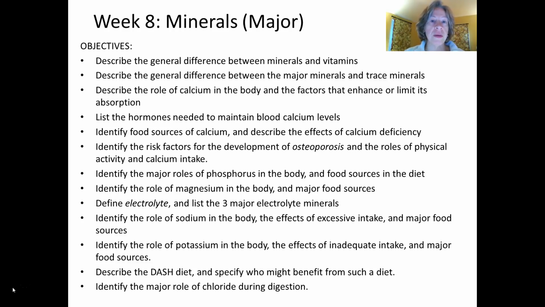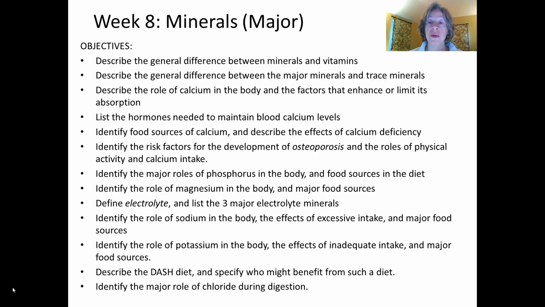All right, the minerals. Let's start with the major minerals. Remember, major versus minor minerals or trace minerals, and minerals versus vitamins. Some vitamins are more easily destroyed by some things than others. So by sunlight, oxygen, heat, too much acidity, too much alkalinity. Vitamins are more susceptible to degradation than the minerals. The minerals, you can burn a food completely to ash and still recover the minerals. It's really, really hard to destroy the minerals.